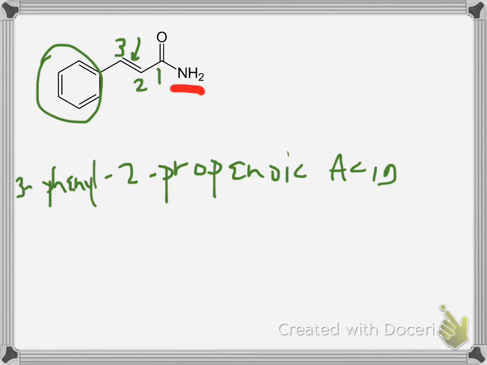So if that was a carboxylic acid, it'd be 3-phenyl 2-propanoic acid. However, it's an amide. So what we do is we drop the oic acid and we give it the ending amide. By default, it's going to be hanging off of carbon number 1. So we have 3-phenyl 2-propanamide.